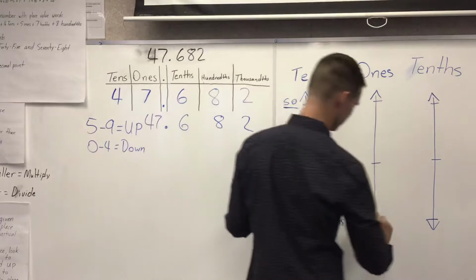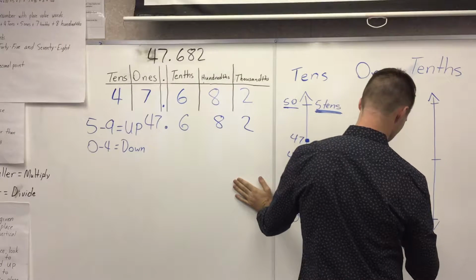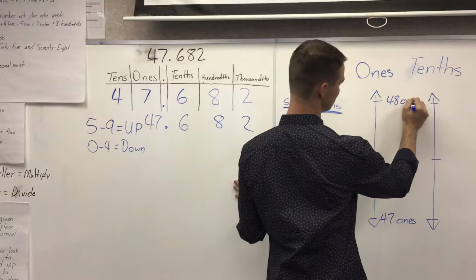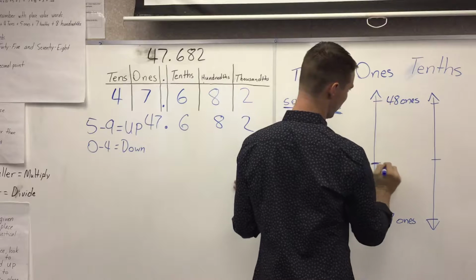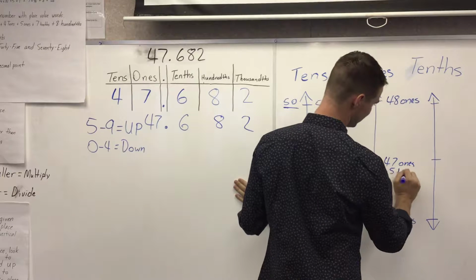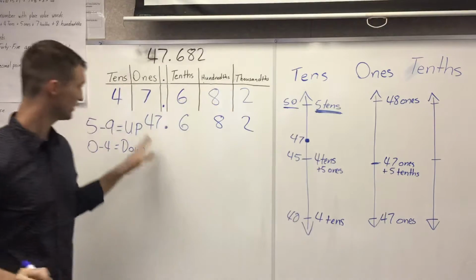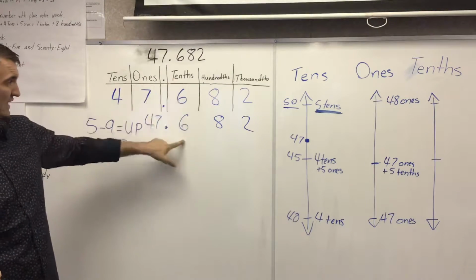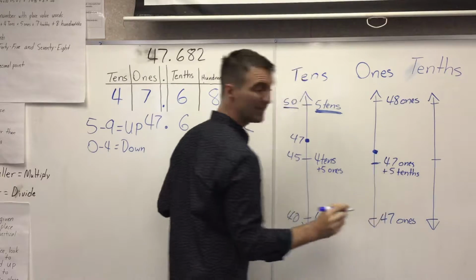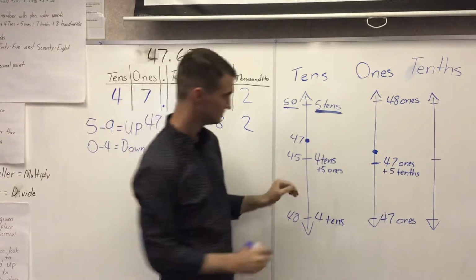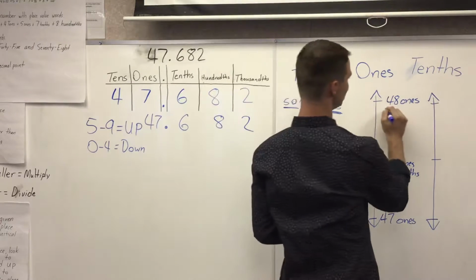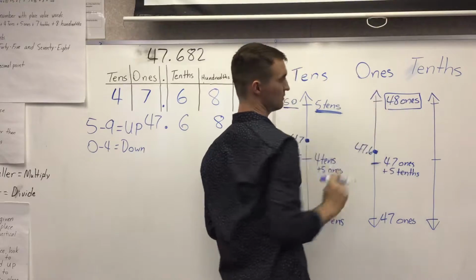So what we're going to do, I'm going to take my 47 ones, and the next number available to round to would be 48 ones. And then I'm going to find my midpoint, which is going to be 47 ones plus 5 of my next unit, which is tenths. And so we're going to take a look at what we have here. We have 47 ones, and then our next unit over, we have 6 of them, 6 tenths. So 6 tenths is going to be on this upper half right here. And as you can see, 47 and 6 tenths is closer to 48. So when we round to our ones, we're going to be getting 48 ones.